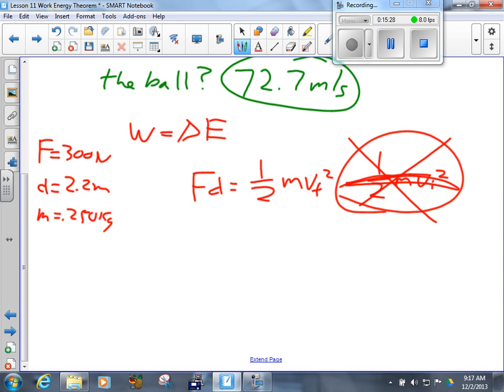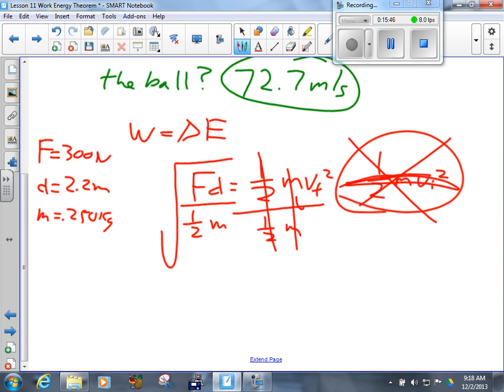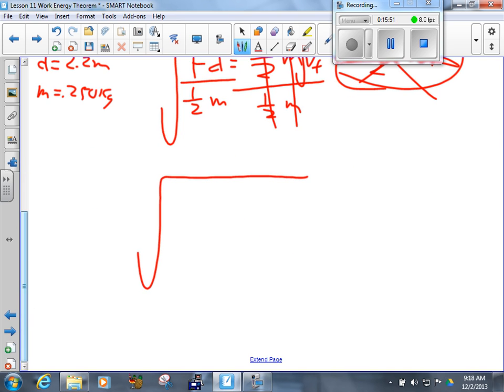What do I have to do with half an m? Divide them, right? Take them over to the other side so that they're out of the way. Do I want v to be squared or not squared? Not squared, so what do I have to do to both sides? Square root. So when we do that, we're going to be left with this. The square root of 300 newtons times 2.2 meters over 1/2 times 0.250, all square rooted. And that should give me 72.7 meters per second, right?